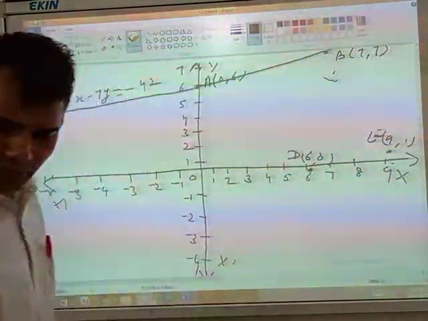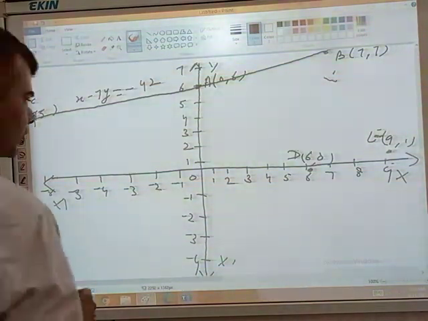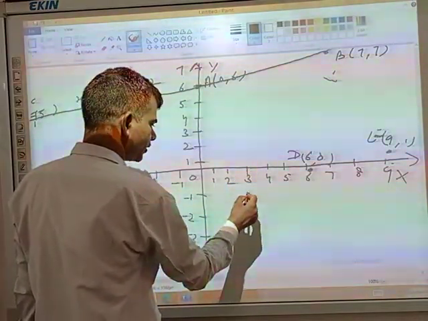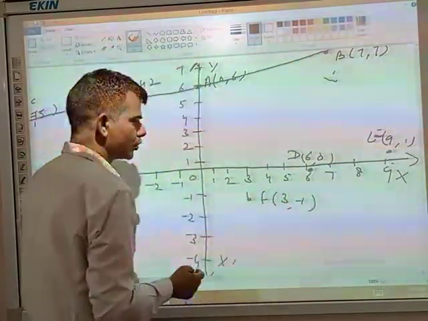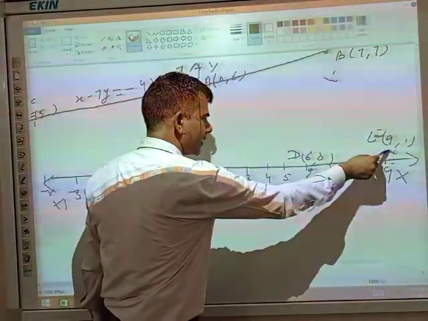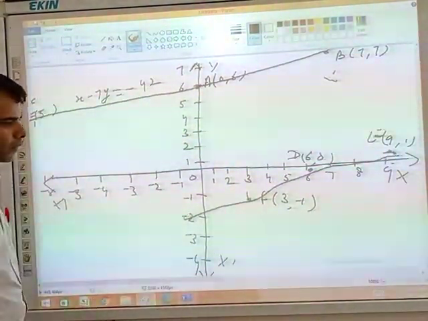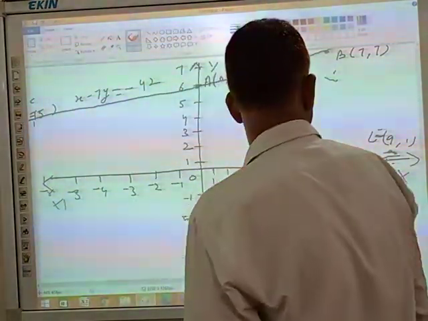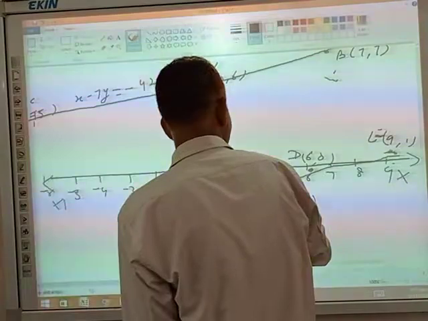Next your point is (3, -1). X coordinate 3, in the fourth quadrant. (3, -1) is this point, F. Now students, join these points. Use the scale and join these points. So it forms a straight line. Yes students, this will become a straight line graph.